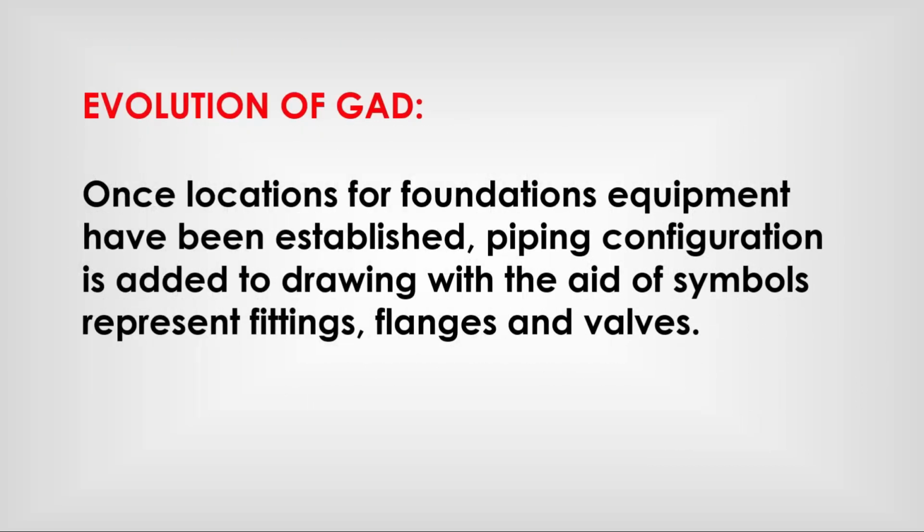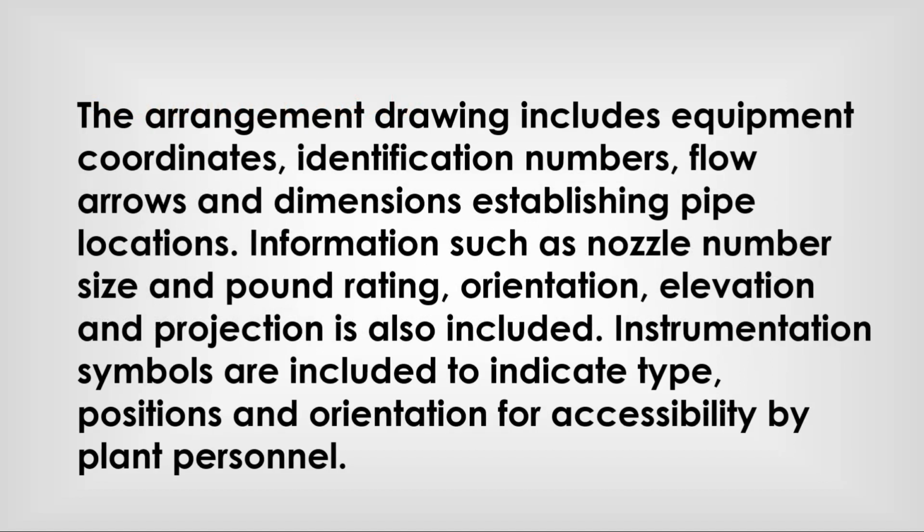Once locations for foundation equipment have been established, piping configuration is added to the drawing with the aid of symbols representing fittings, flanges, and valves. The arrangement drawings include equipment coordinates, identification numbers, flow arrows, and dimensions establishing pipe locations. Information such as nozzle number, size and flange rating, orientation, elevation, and projection is also included. Instrumentation symbols are included to indicate type, position, and orientation for accessibility by plant personnel.